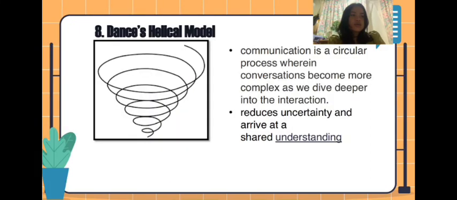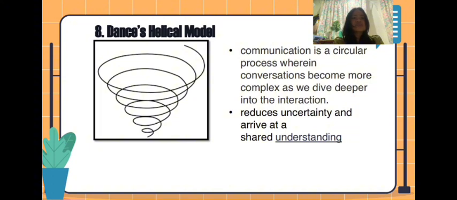Hello everyone. I will now be talking about the dance helix model. In this model, communication is a circular process wherein conversations become more complex as we dive deeper into the interaction. This model also indicates that we gradually improve how we communicate over time by responding to the feedback provided by people we communicate with. So, as we communicate with each person in our classroom, for instance, we learn more about the situation in question and the person we are connected with.